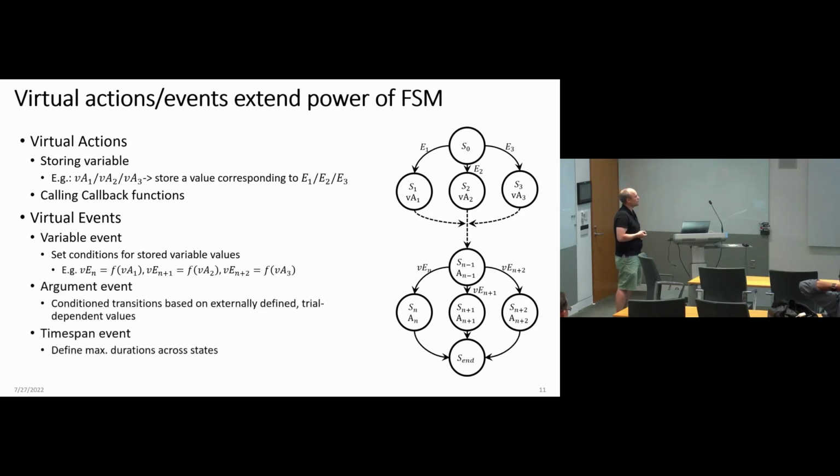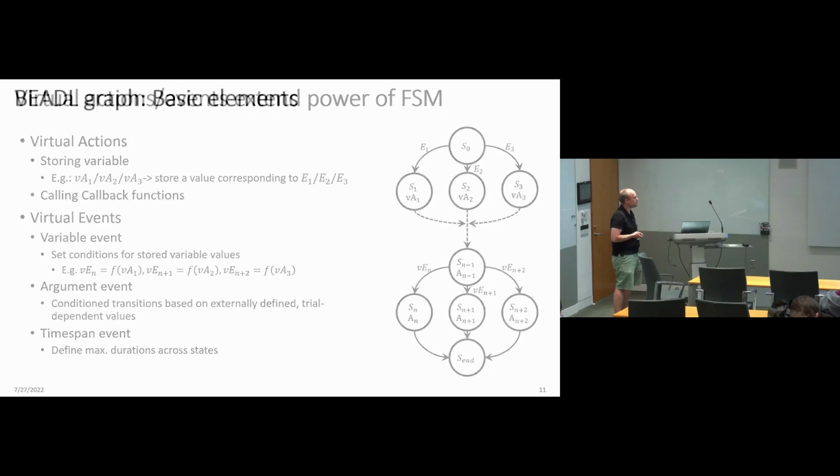Virtual events can also be so-called argument events, so we can define values outside of the try description. I'm going to show that later, and depending on these values that are chosen on a try-by-try basis, make decisions in the state machine itself. And also in some cases, in some experiments, we want to get timestamps or durations between different states, and we implemented that as well. And in a standard state machine approach, this would also not be directly implemented.